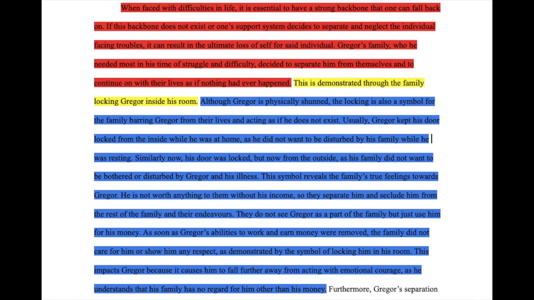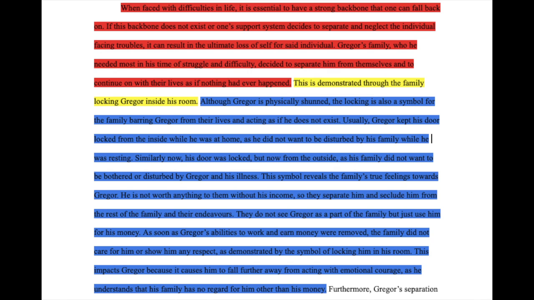Although Gregor is physically shunned in his room, the locking is also a symbol for the family barring Gregor from their lives and acting as if he does not exist. Usually, Gregor kept his door locked from the inside while he was at home, as he did not want to be disturbed by his family while he was resting. Similarly now, his door was locked, but now from the outside, as his family did not want to be bothered or disturbed by Gregor or his illness.